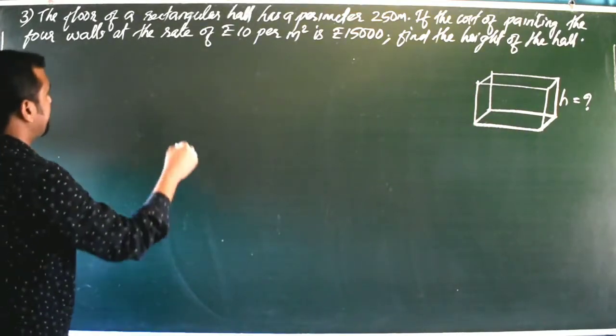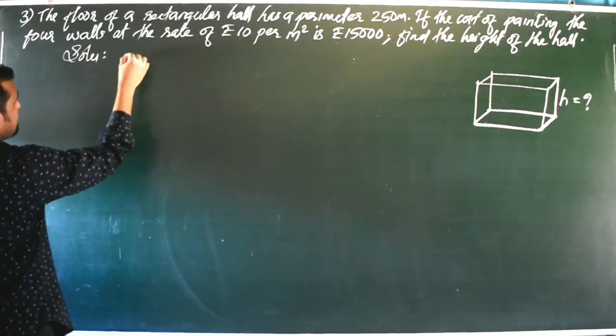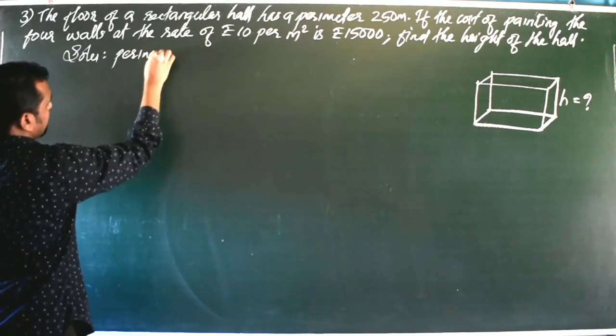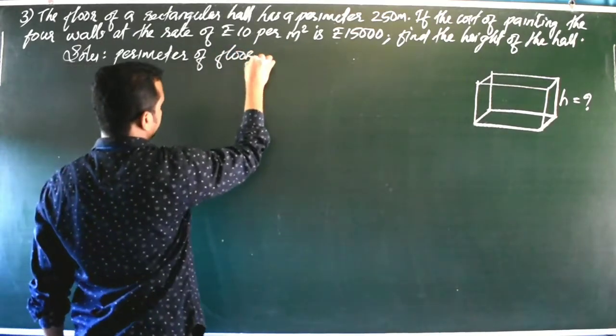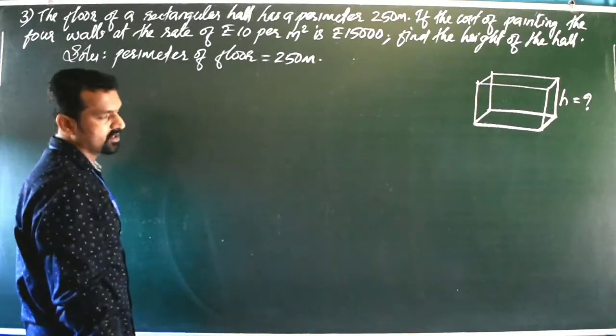Okay, now see. First we have to write the given values. That is, perimeter of floor is equal to 250 meter.